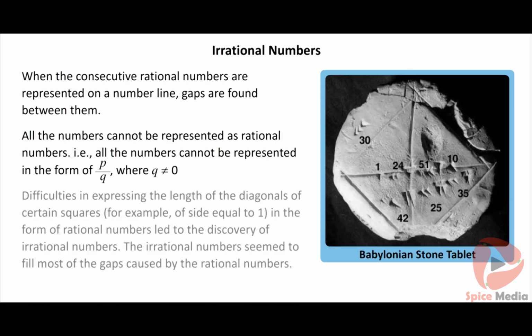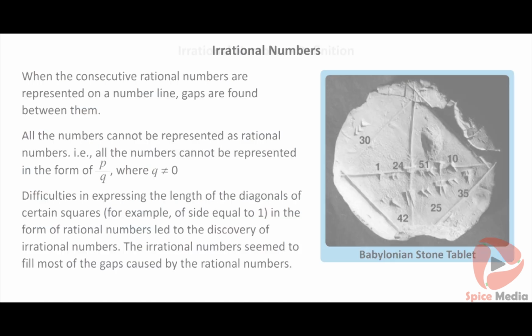Difficulties in expressing the length of the diagonals of certain squares, for example of side equal to 1, in the form of rational numbers led to the discovery of irrational numbers. The irrational numbers seem to fill most of the gaps caused by the rational numbers. Now, let us study about irrational numbers.